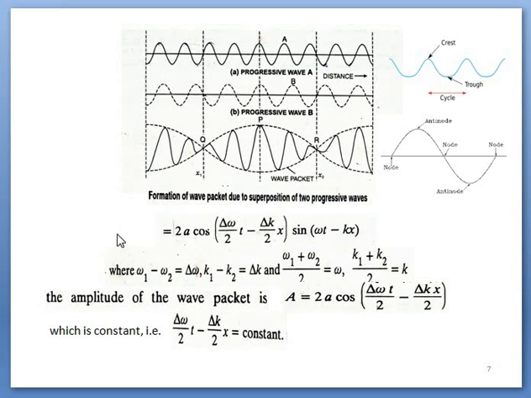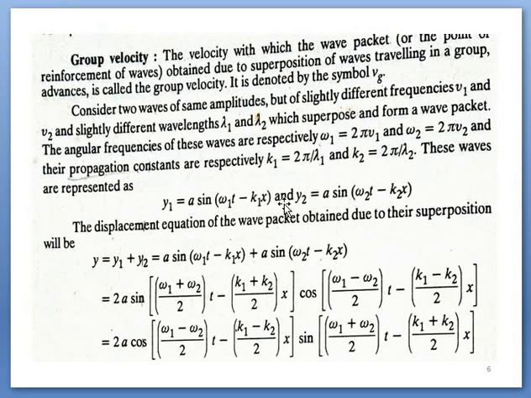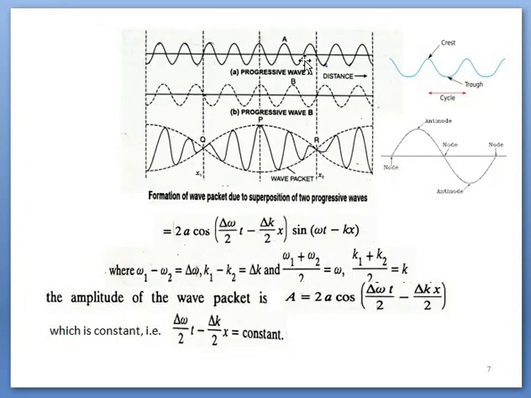That means it is a wave equation of a wave packet. This figure represents the wave packet, which is obtained due to superposition of these individual progressive waves. See, the first wave and second wave displacement equations are taken, and by superposition of them, we have this wave. Its velocity is known as group velocity, and it is called a wave packet.